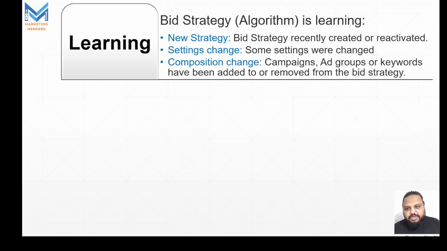Third, composition change. Your campaigns, ad groups or keywords have been added to or removed from the bid strategy. For example, previously all your keywords were exact match keywords. Then instead of exact match, you have added more broad match keywords, or vice versa, or maybe any other combination. You have added broad, phrase, exact in different combinations. Then also the Google Ads algorithm will try to learn from you what you are trying to do, what you are trying to achieve. So what is to be done in this case?